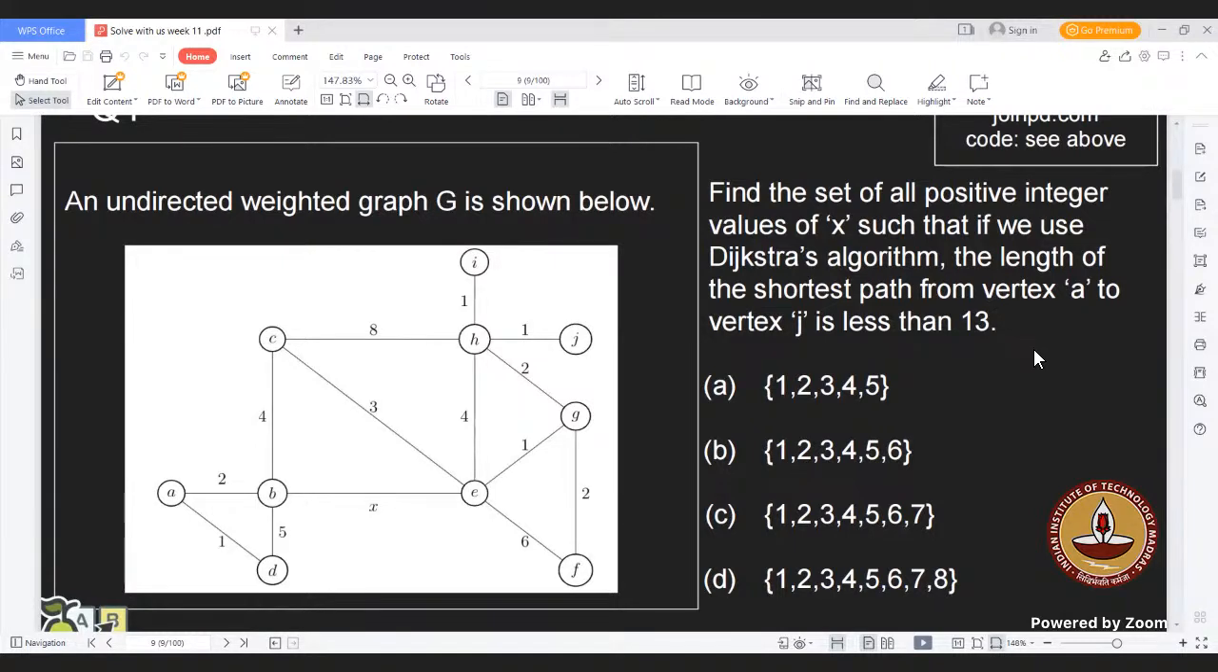So everyone got this question? We have to apply the Dijkstra algorithm starting from the source vertex A, and then we have to proceed. We have to reach J such that the distance should be less than 13, and this is the value of x. They're asking what can be the possible values of x. So everyone got this question? Hello? Yes, sir. Yeah.